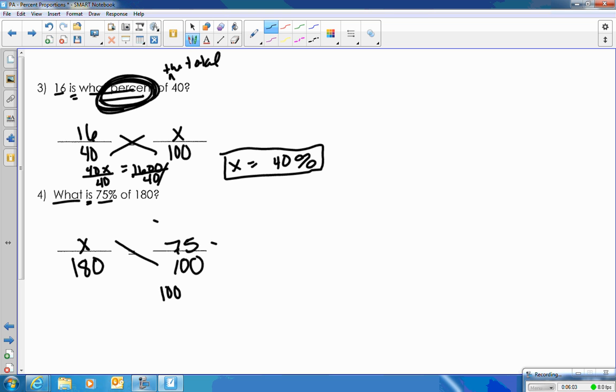So I'm going to cross multiply to create my equation. And 180 times 75 is 13,500. And I don't expect you to know that off the top of your head, so you might have to do some side math. And then I'm going to divide to get rid of that multiplication. Zeros, I divided by 100. This is going to be 135.